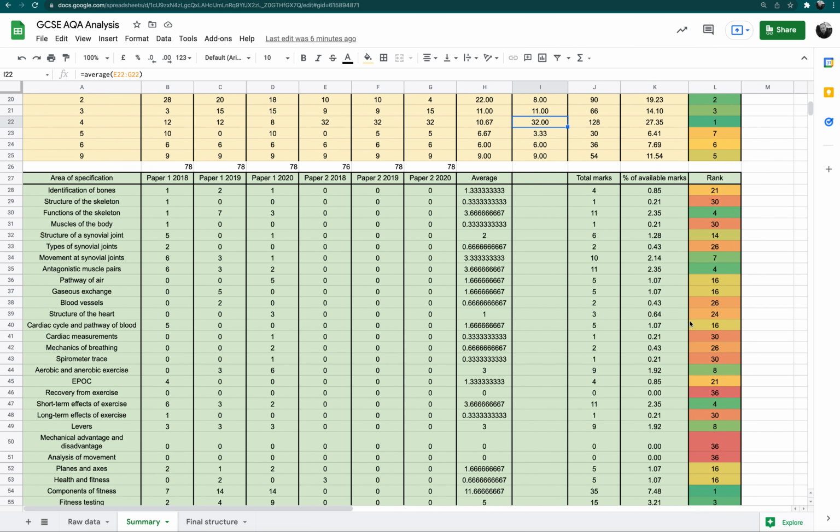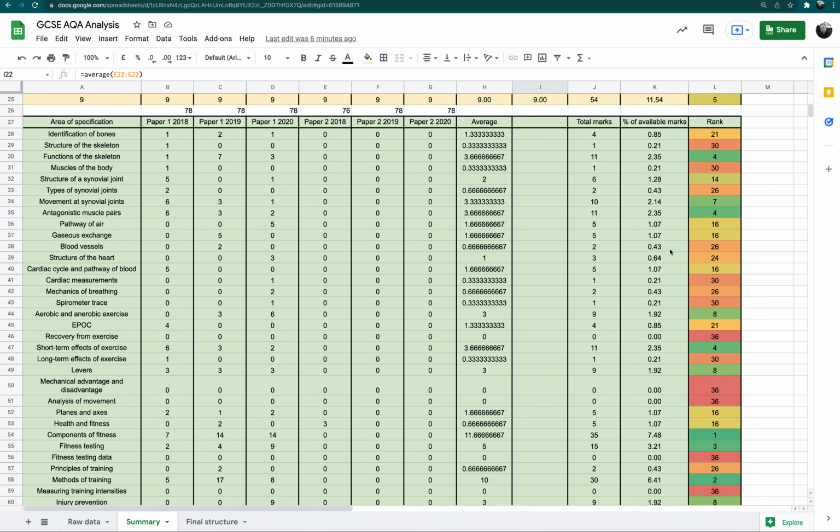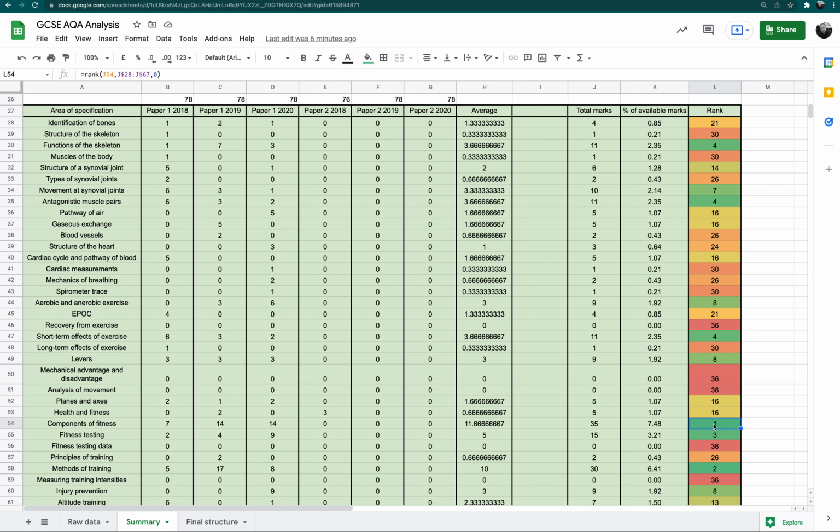That bleeping's annoying. And then finally, what we do is spit out this ranking of which topic areas are most commonly assessed. For example, if you look at the ranked 1 content here for paper 1, which is the green content, on average there are 7.5% of the overall marks on components of fitness. That is almost matched by 6.4% coming from methods of training, and another 3% coming from fitness testing. So it's really important that students can cover those high-ranked areas in a lot of detail. That's not to say we neglect any others, but we want to make absolutely certain that those areas are understood.